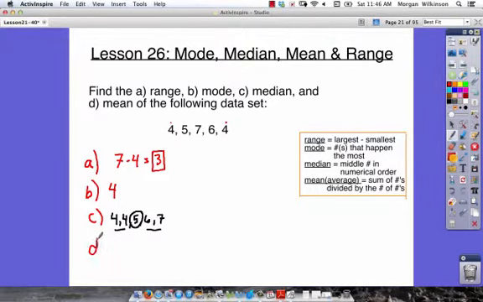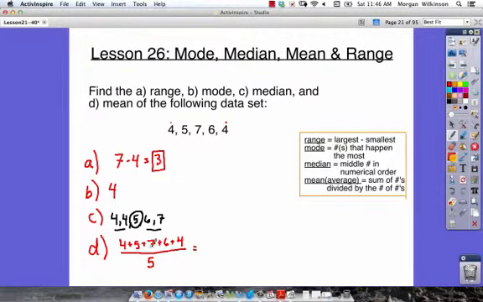Now for problem D, we need to find out what the mean is. So we're going to add everything up. We're going to find the sum of the numbers divided by the number of numbers. So we're going to get 4 plus 5 plus 7 plus 6 plus 4. Remember, order of addition does not matter. You could have used your numerical list from problem C if you had liked. And we're going to divide it by the number of numbers. Now we know there's 1, 2, 3, 4, 5 numbers. So we're going to divide by 5.